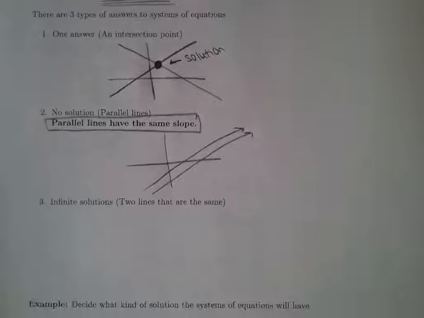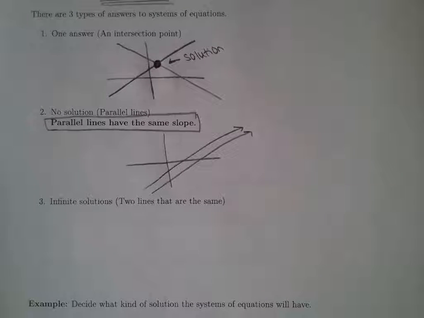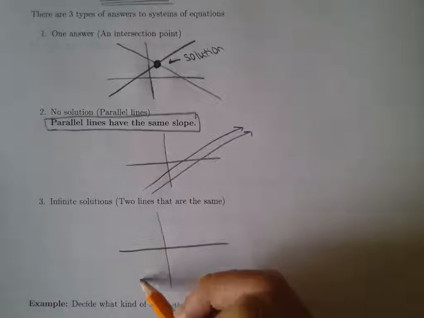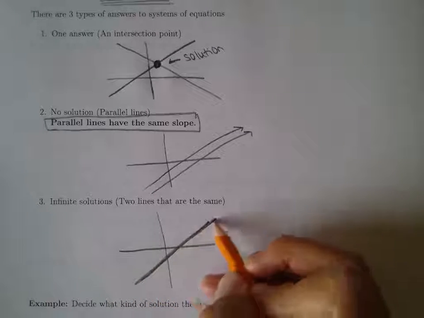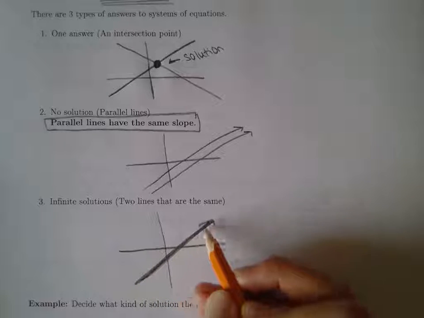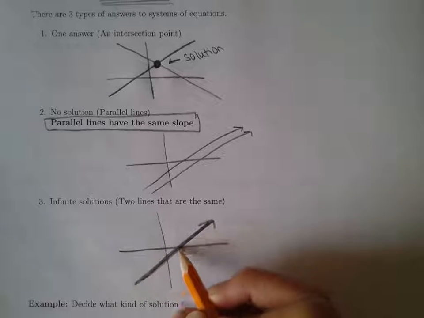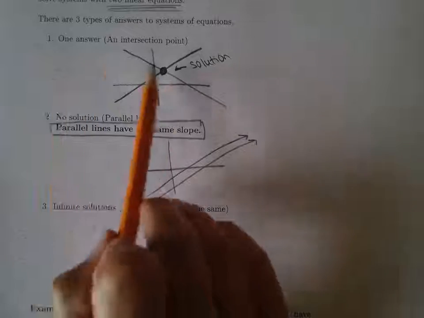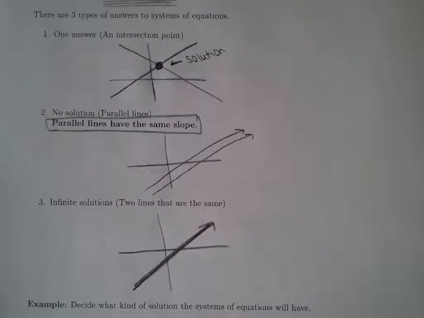And then number 3 is infinite solutions. You have two lines that are the same. So when you graph this to find the solution, you would just have one line here. You have an infinite amount of solutions, because the intersection point is actually the whole line. So infinite solutions. By far the most common is number 1, one solution.